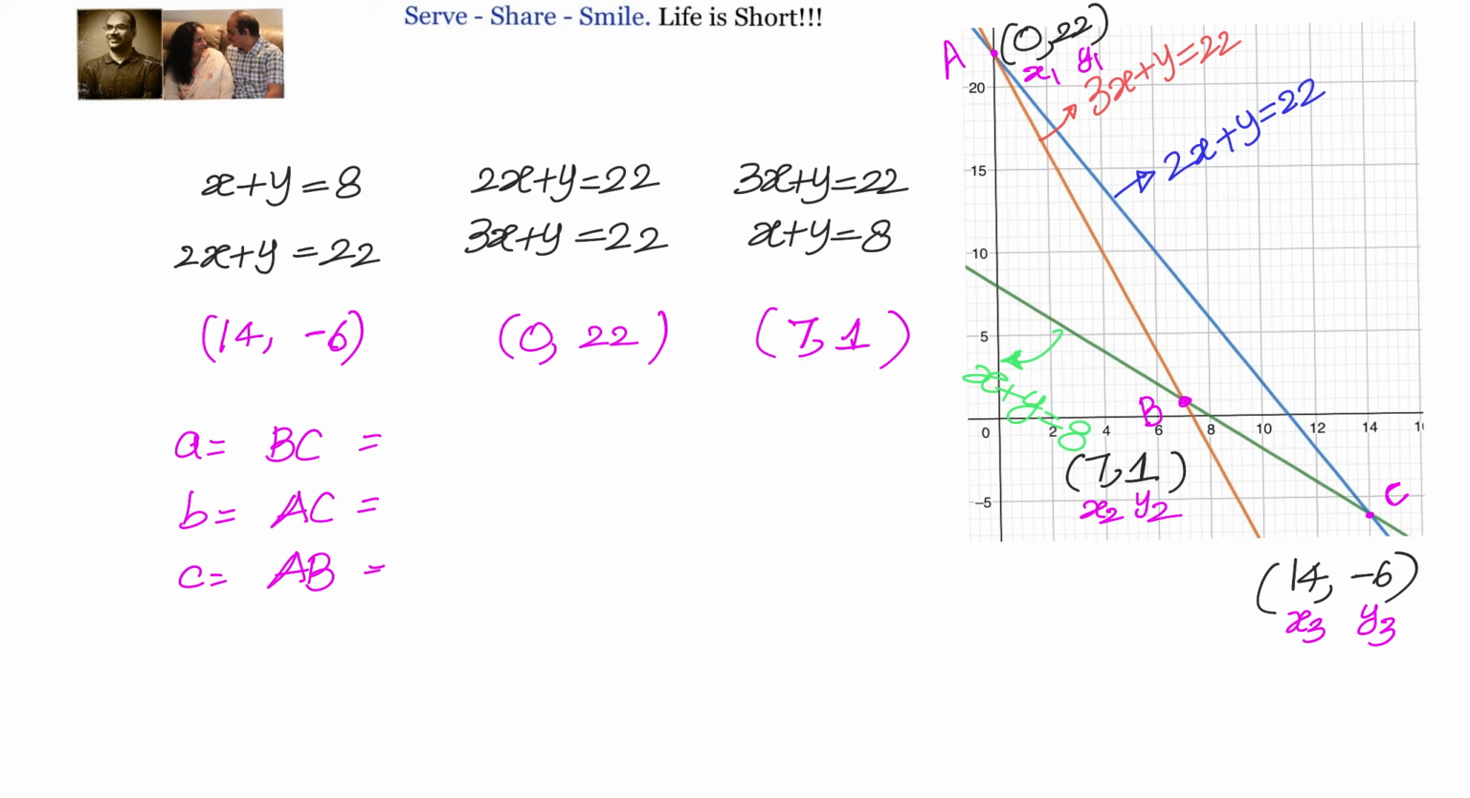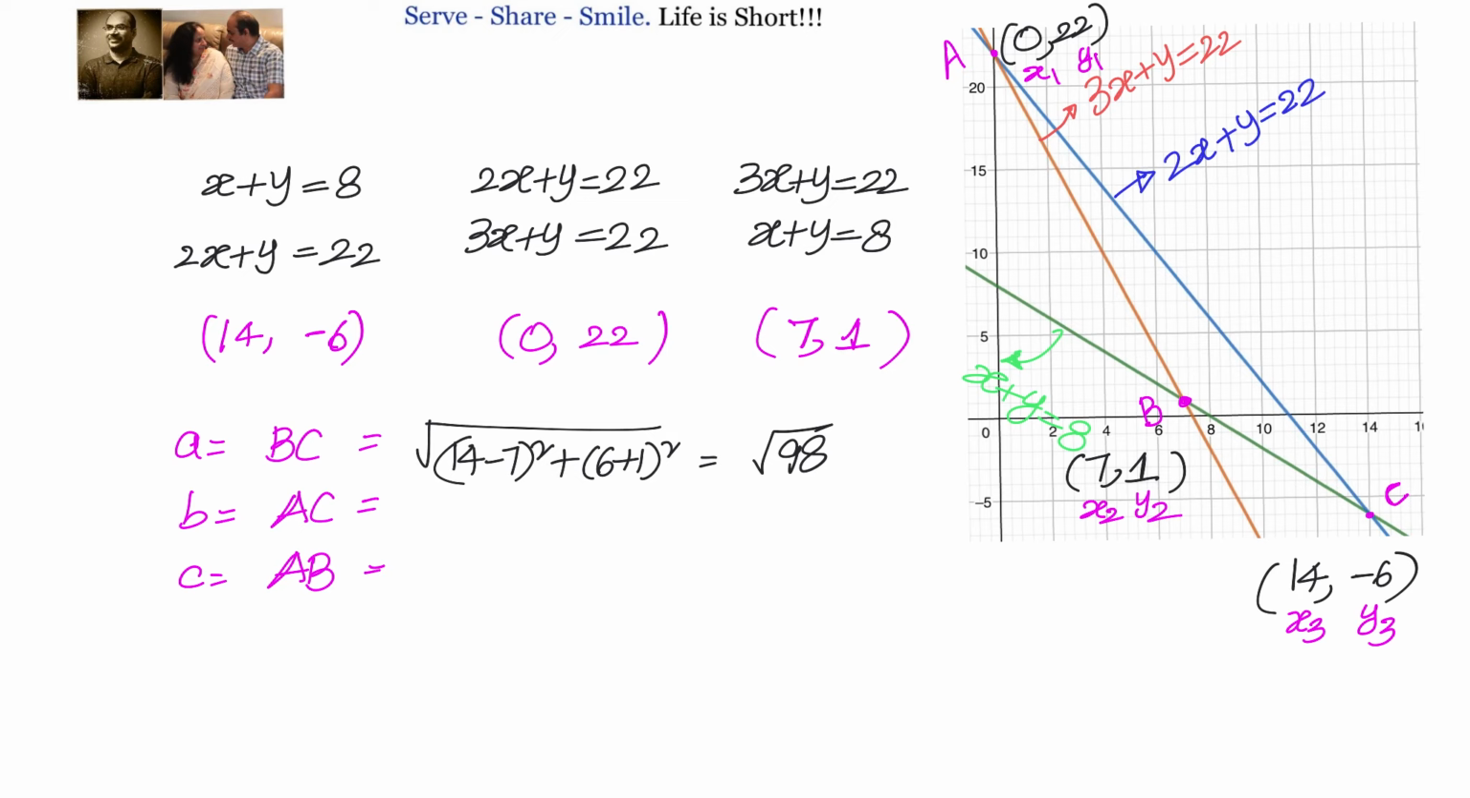Small a is equals to BC. So the distance between 7 comma 1 and 14 comma minus 6. So that will be square root of 14 minus 7 whole square plus 6 plus 1 whole square. I'm deliberately not writing the minus signs because I know when you square it, it will be the same only. So this is square root of 7 square plus 7 square, that is root 98. So small a is equals to root 98.